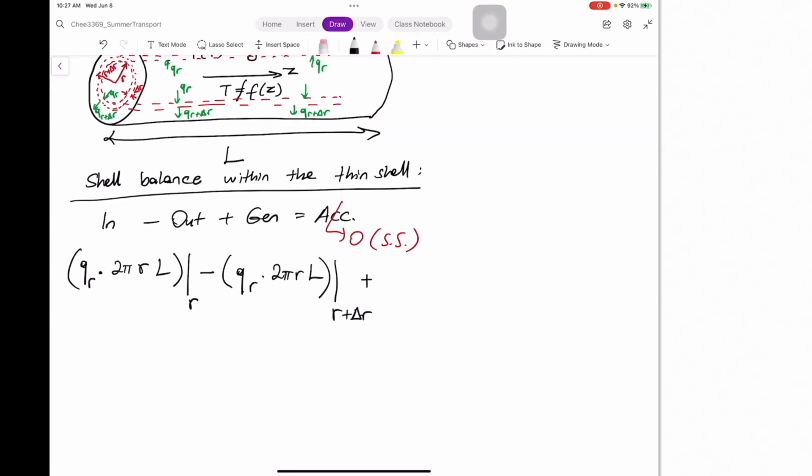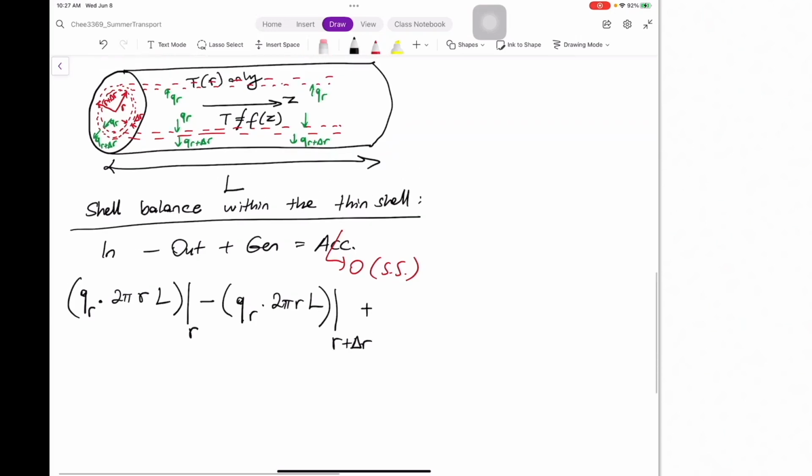Plus, the generation term is the fancy R per unit volume times the volume itself, and the volume of the shell is the area of the shell, 2 pi r L, times the thickness of the shell, which is delta r. Make sure that you understand that this is the volume of the thin shell. That's equal to 0.